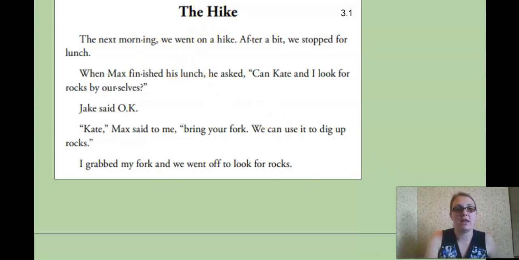Okay, the hike. The next morning, we went on a hike. After a bit, we stopped for lunch. When Max finished his lunch, he asked, "Can Kate and I look for rocks by ourselves?" Jake said, "Okay." "Kate," Max said to me, "bring your fork. We can use it to dig up rocks." I grabbed my fork and we went off to look for rocks. So they have a fork to look for rocks with.